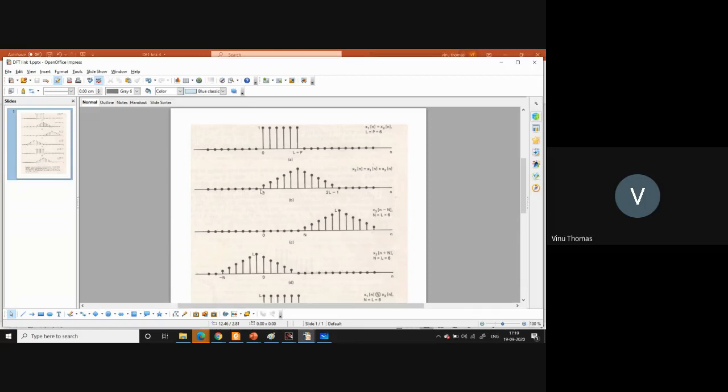You see that it increases in this fashion. This is 1, 2, 3, 4, 5, 6. This is when all the samples overlap. Then this is when the second sequence moves out of the first sequence. And you see that there are 6 plus 6 minus 1, that is 11 samples in the output sequence.